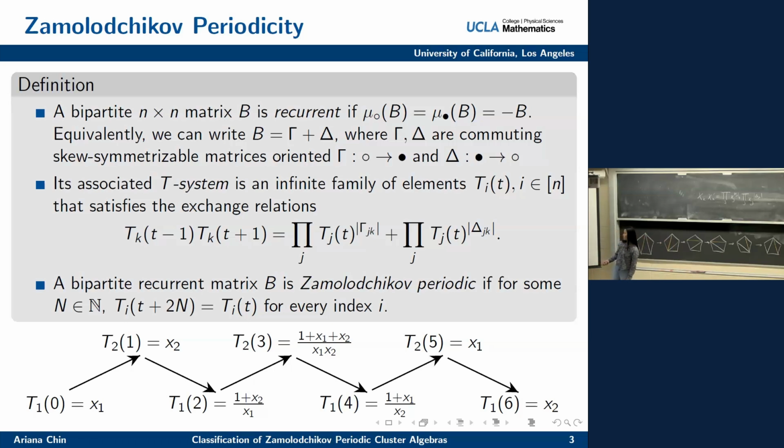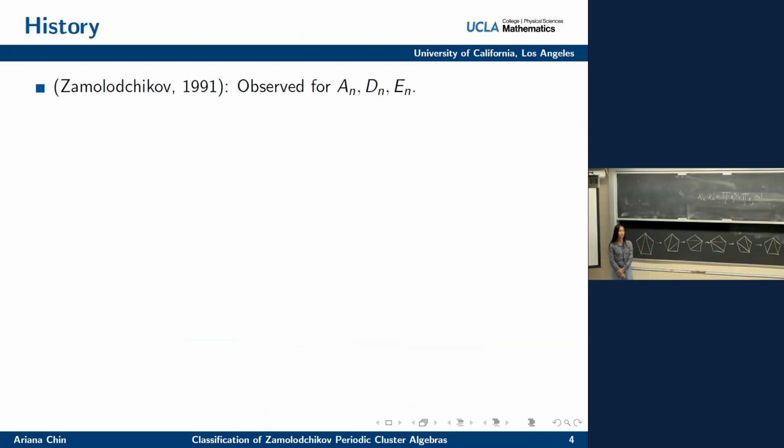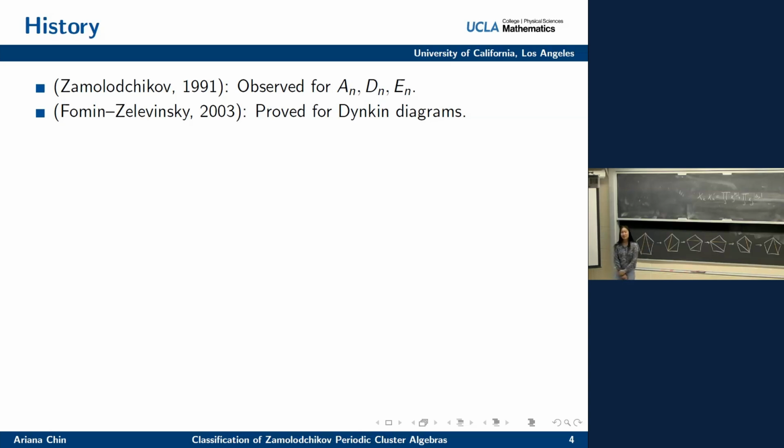Okay. So this magical phenomenon was first observed by a physicist named Zamolodchikov. He observed this for the ADE case in his study related to conformal field theories for thermodynamics. And do not ask me anything more about that. But these were not fully proved until Fomin, who is right here, and Zelevinsky introduced cluster algebras and showed that this is in fact just a cluster algebra and this is cluster mutation. So they were able to show it not just for the simply laced types, but for all Dynkin diagrams.